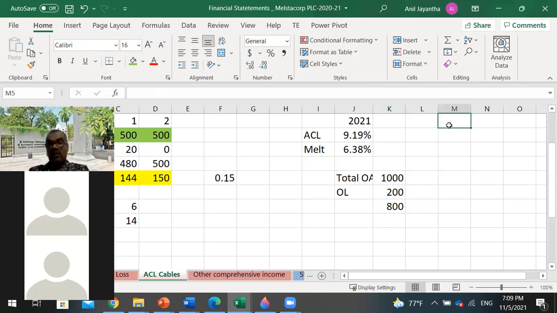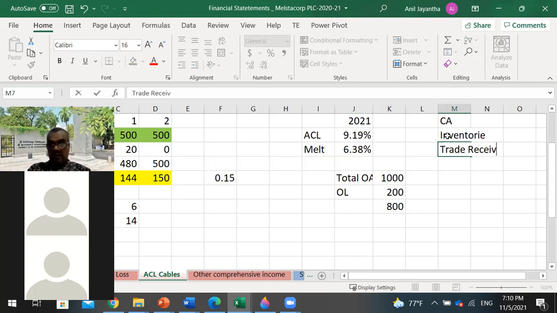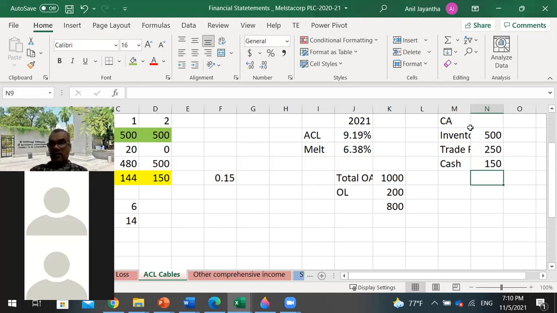You can recall your knowledge about basic working capital management. You know that current assets and current liabilities. Under current assets we have inventories and trade receivables. There could be so many others. We'll take receivables and cash. So assume that you have 500, 250 and 150. So this is what you have.